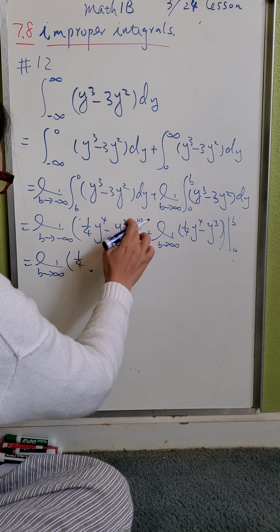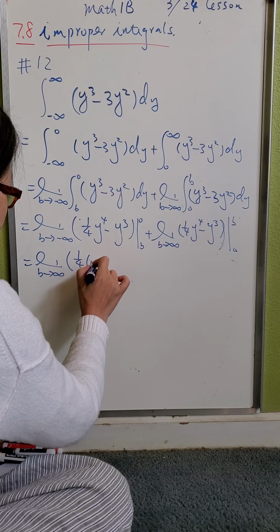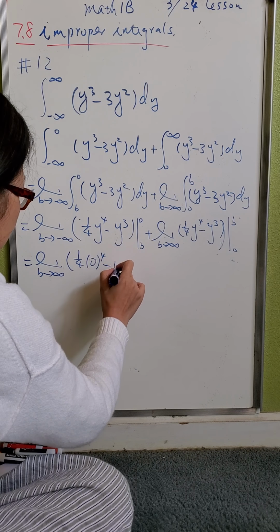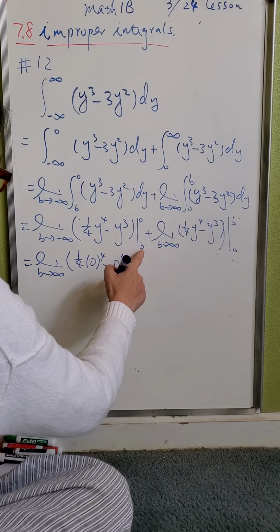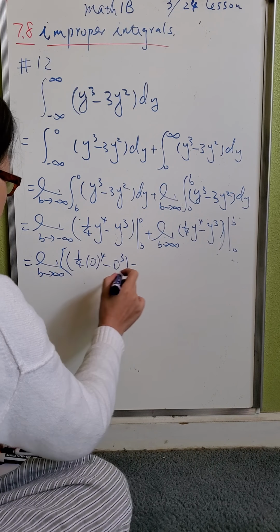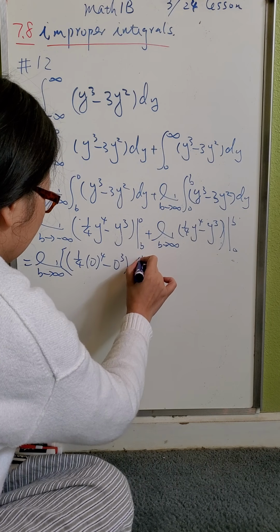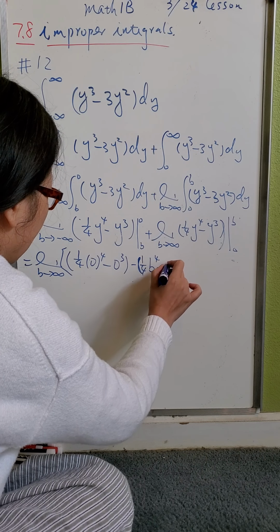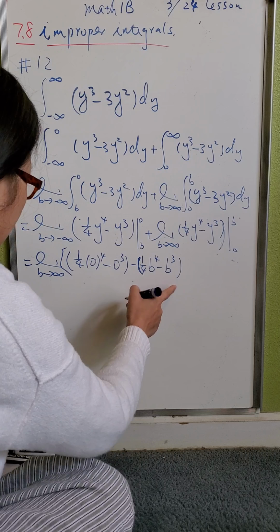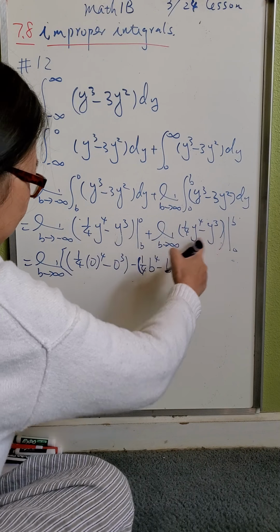B goes inside, 0 minus 0 to the 3rd, subtract, b goes inside, so 1/4 b to the 4th minus b to the 3rd, and that's for this one. Okay, I'm going to wait for this one.